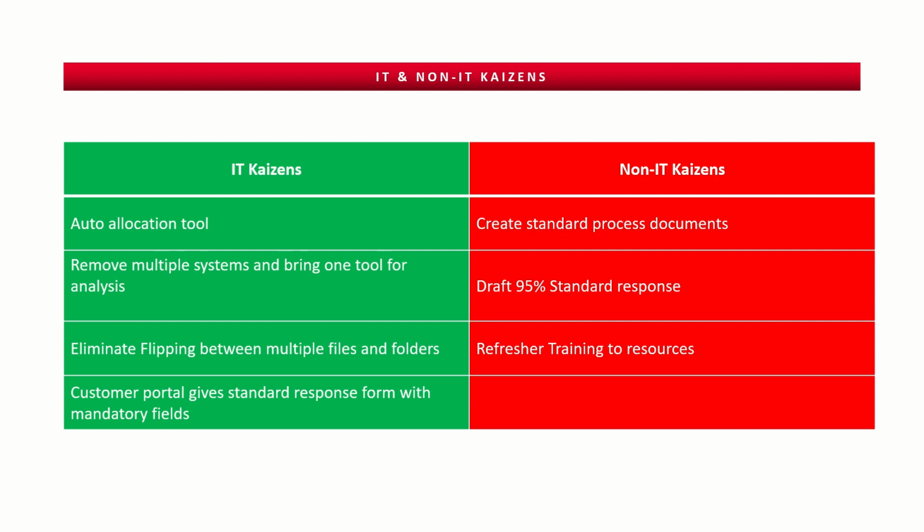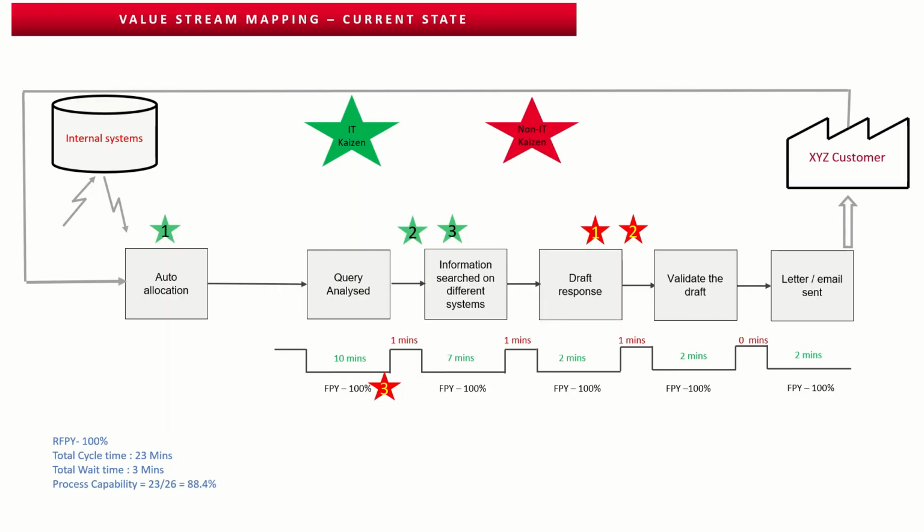The non-IT Kaizens were to create a standard process document, draft 95% standard responses, and just do some alterations and send those responses. And refresher training for the resources so that they do not ask so many basic questions to the team leaders and spend more time. So all of these were implemented, and once the entire set of IT and non-IT Kaizens were implemented, they created the future state value stream map in which it was shown most of the time was reduced.